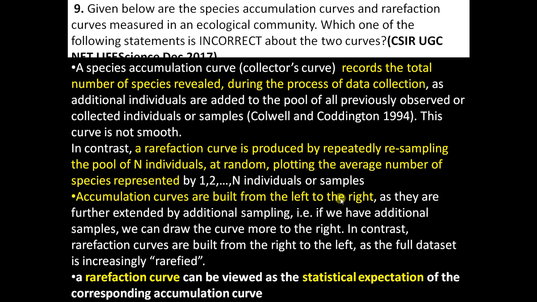Accumulation curves are built from left to right, whereas rarefaction curves are built from right to left. A rarefaction curve is not the realized value, it is the statistical expectation of the corresponding accumulation curve.